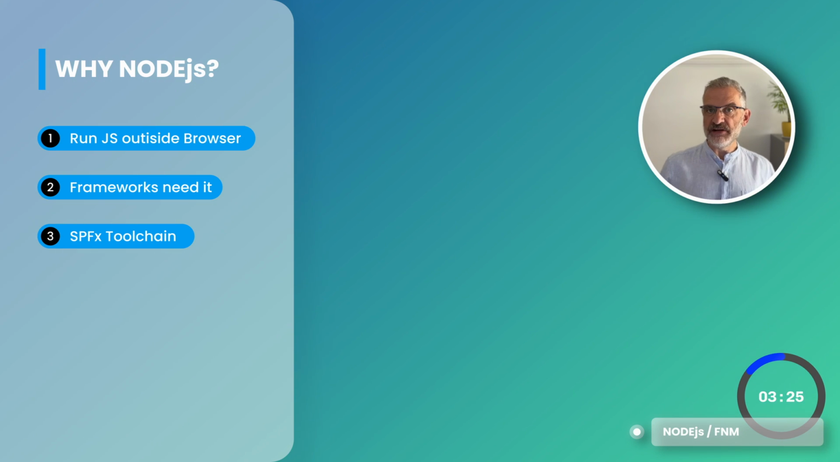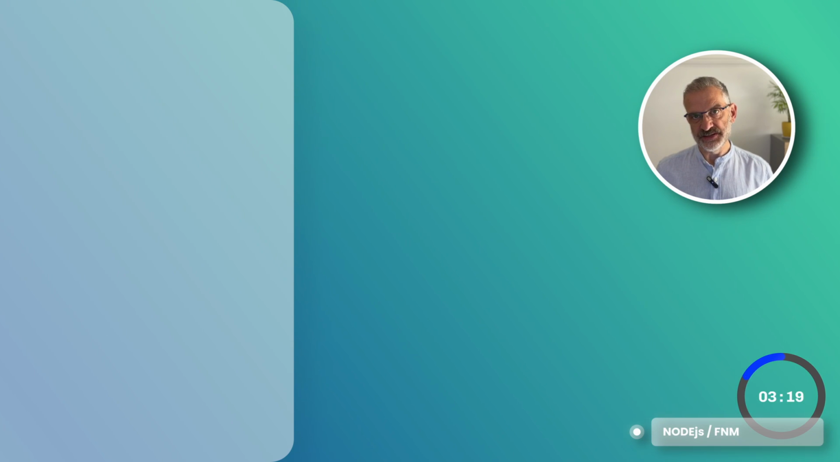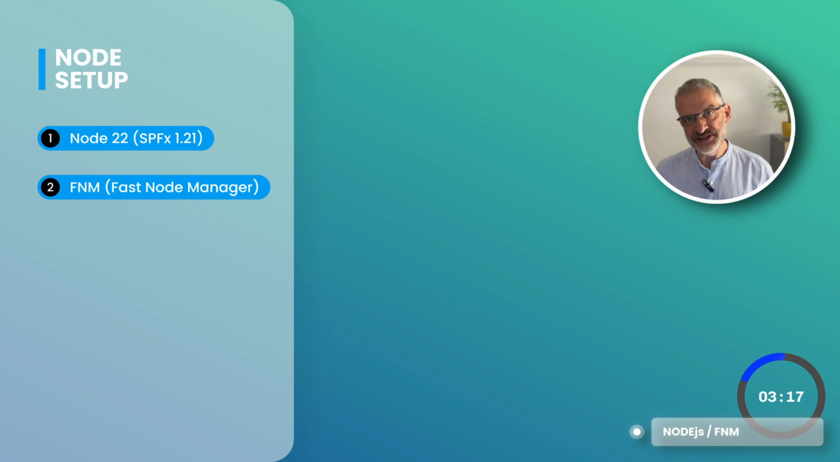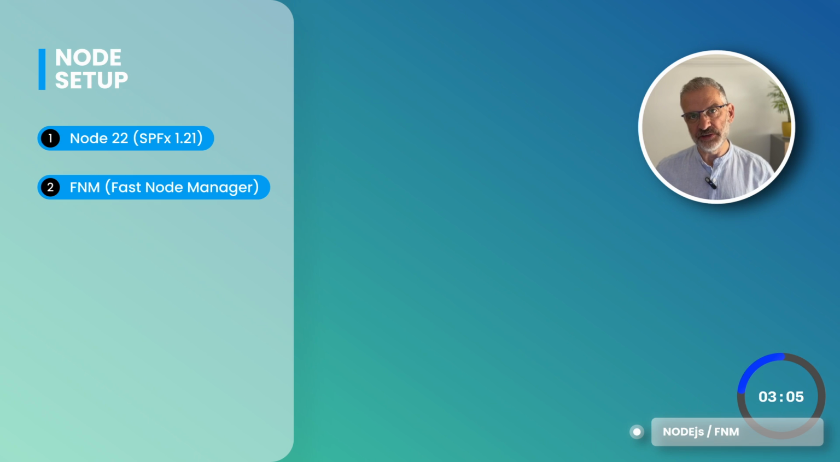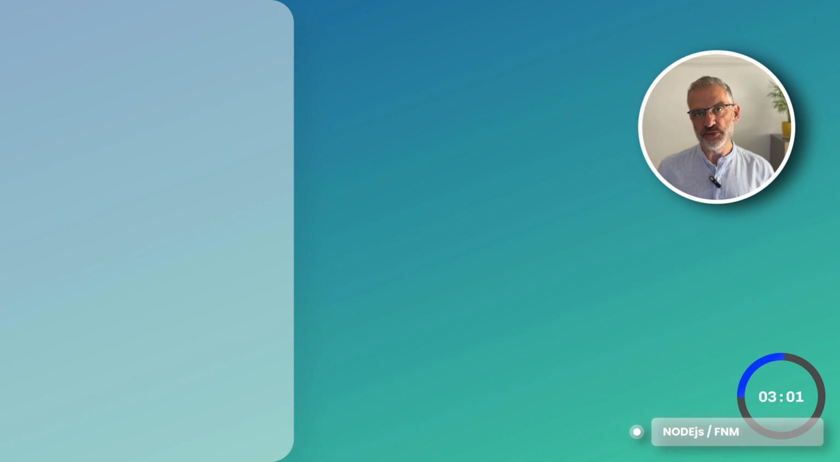Now the thing to bear in mind is that SharePoint Framework is very specific about the version of Node it uses. At the time of recording in 2025, we're on SharePoint Framework version 1.21, and it needs Node version 22. Now, you don't have to uninstall Node from your computer and reinstall it, because there's a great tool called Fast Node Manager, and we're going to install that now.